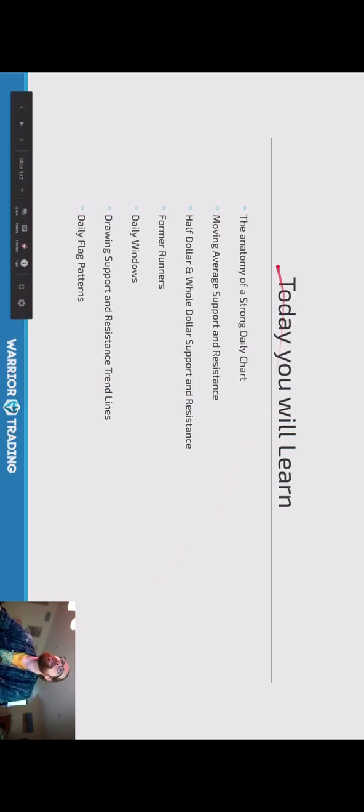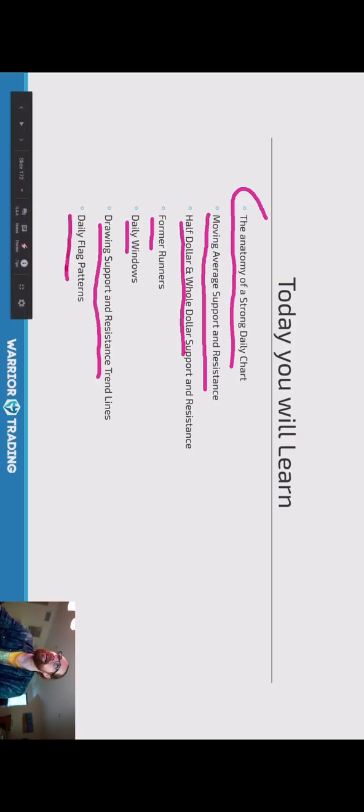So today you're going to learn about the anatomy of a strong stock on a daily chart. We're going to talk about moving average support and resistance at half dollars and whole dollars. We're going to expand upon former runners, and I'm going to expand upon what we talked about in the starter class with daily gaps and windows. I'm going to talk a little bit about support and resistance lines in a little more detail than we covered in the starter, and we're going to talk about daily flag patterns.